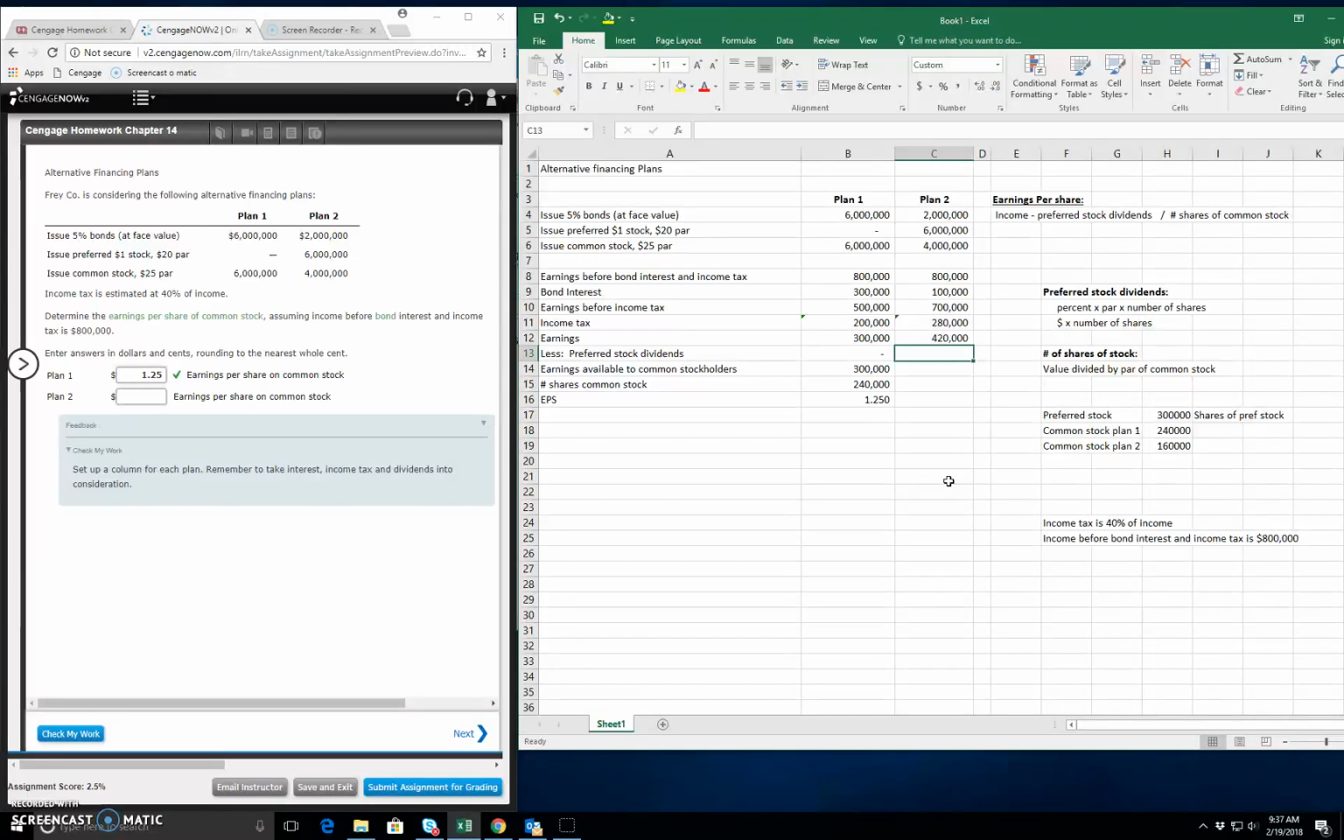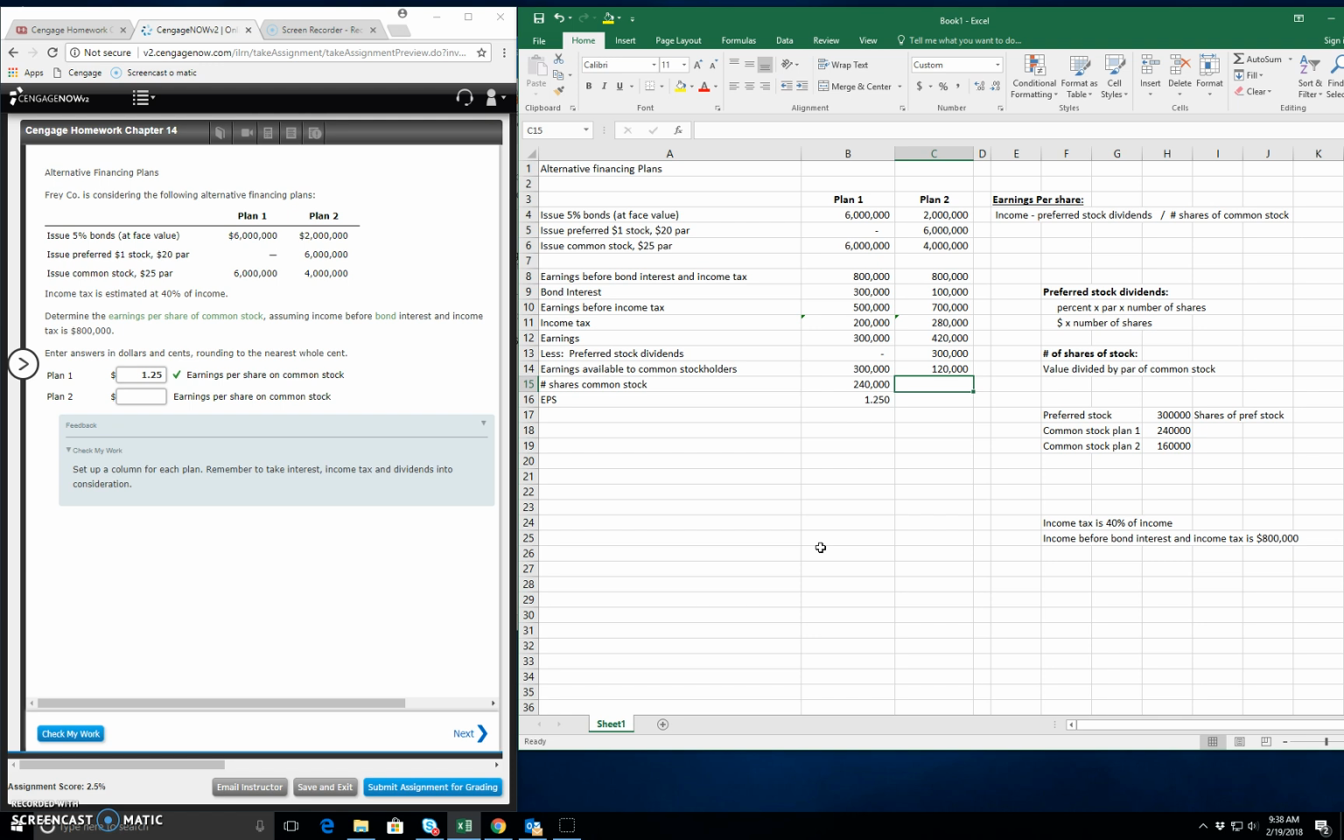All right, now preferred stock dividends. We're just given a dollar value, so we don't have to worry about percent times par times number of shares. We can just say dollar times number of shares. Number of shares is 6 million divided by 20, which is 300,000. So $1 times 300,000 is 300,000. So what's available for our numerator is the 420 minus the 300,000. That's my numerator. That is earnings minus preferred stock dividends.